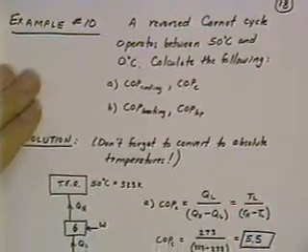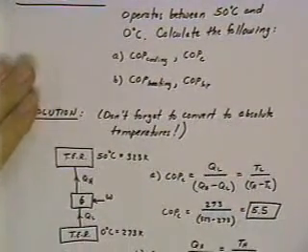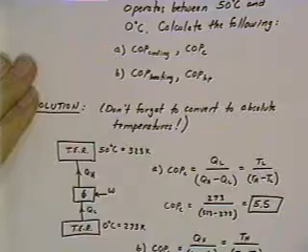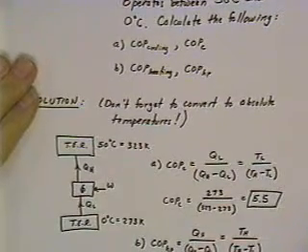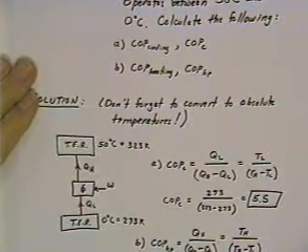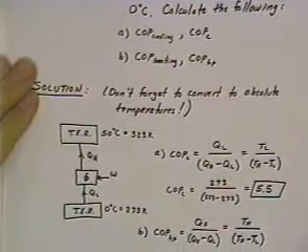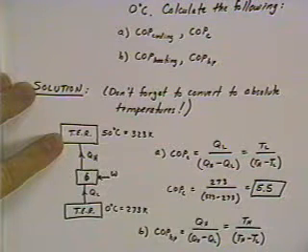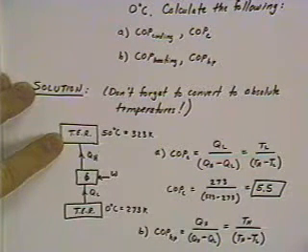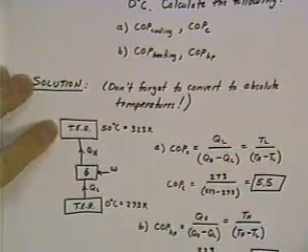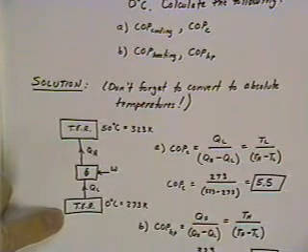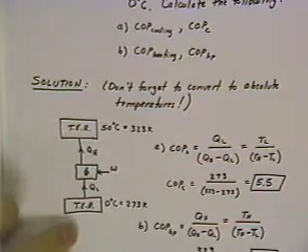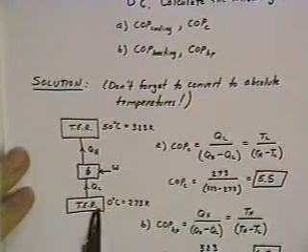Okay? And don't forget to convert to absolute temperatures. I'm going to preach that to you a lot because it's real easy to make mistakes on these cycles if you don't convert to absolute temperatures. Okay, in this particular case, we've got a thermal energy reservoir, TER, at 50 degrees C, which is equal to 323 Kelvin. And we've got a low temperature reservoir at 0 degrees C, or 273 Kelvin. And so this is our little sketch here.